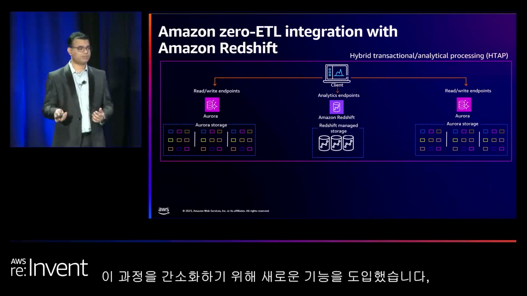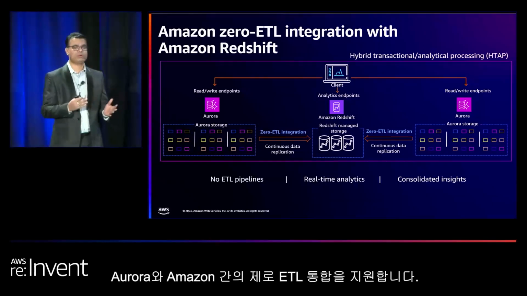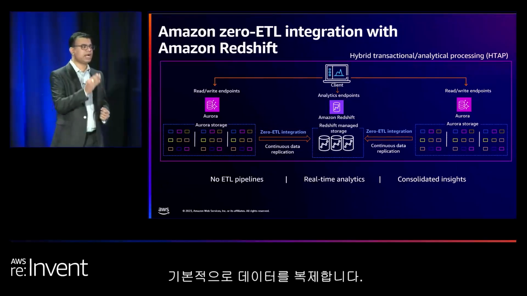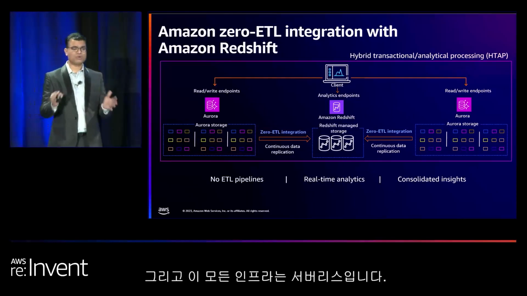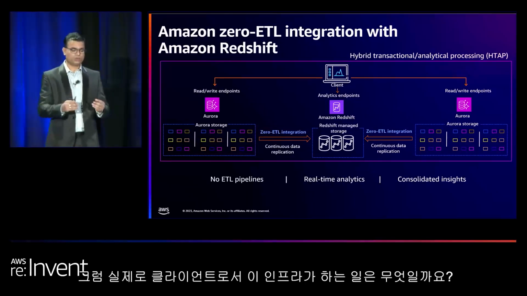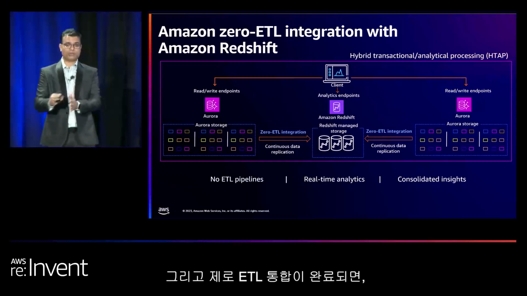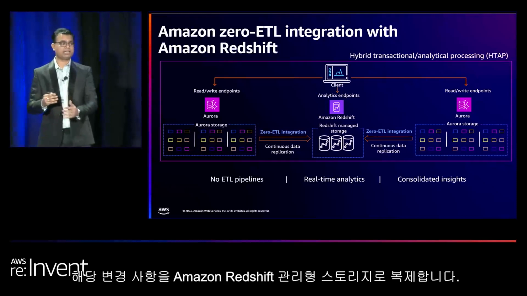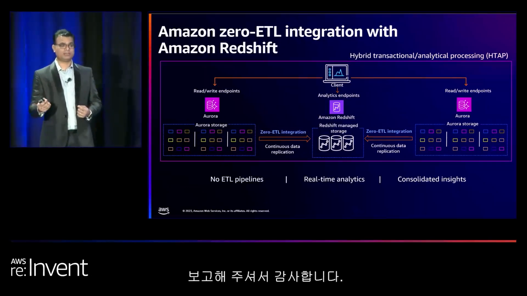To simplify this experience, we introduced a new capability, the zero-ETL integration between Aurora and Amazon Redshift. It replicates the data automatically from Amazon Aurora to Amazon Redshift, and this whole infrastructure is serverless. Let's say as a client, you submit a transaction into your Aurora database. Once you have the zero-ETL integration in place, it detects that change and automatically replicates it into Amazon Redshift managed storage so that it is available immediately for your reporting.